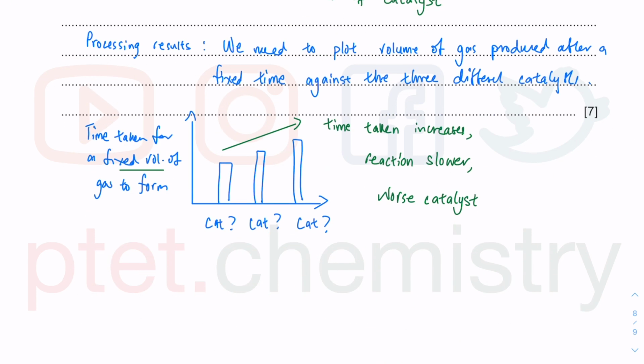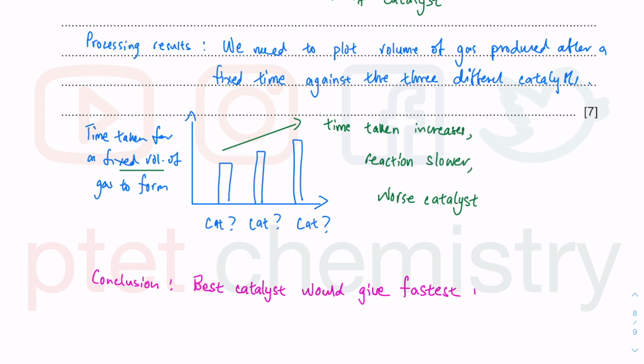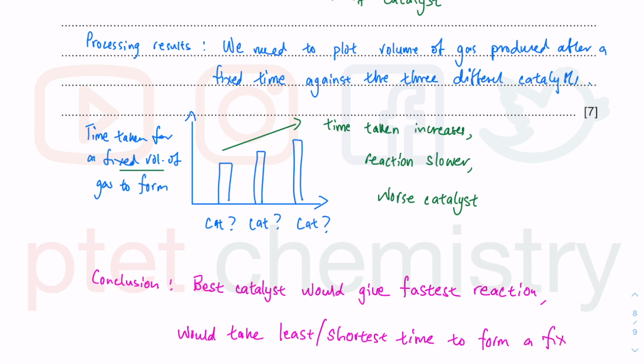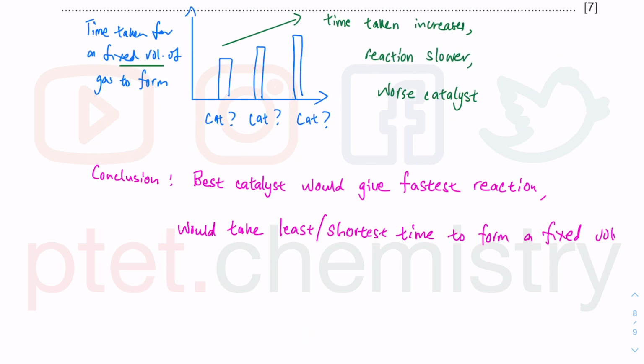I plot a graph, time taken for a fixed volume of gas to be produced. So, conclusion: the best catalyst would be the one that gives the fastest reaction. If you have the fastest reaction, it would take the shortest time, the least amount of time, to form or produce a fixed volume of gas that you are collecting in the gas syringe there.